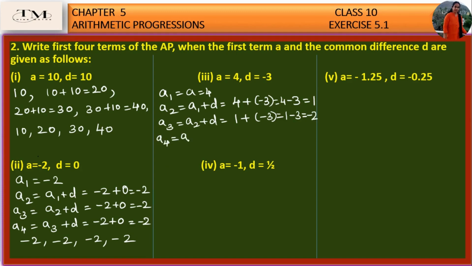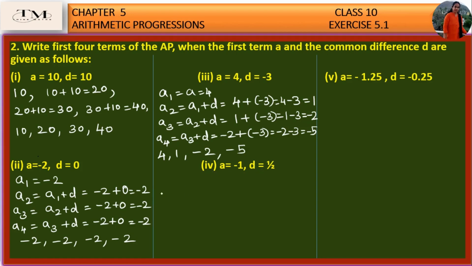A4 equals A3 plus D. A3 is minus 2, D is minus 3. So minus 2 plus into minus, minus 3. Here both are negative, so we must put the negative sign and add 2 plus 3, which is 5. So the four terms are 4, 1, minus 2, minus 5. These are the terms.